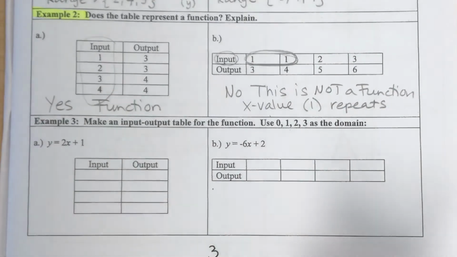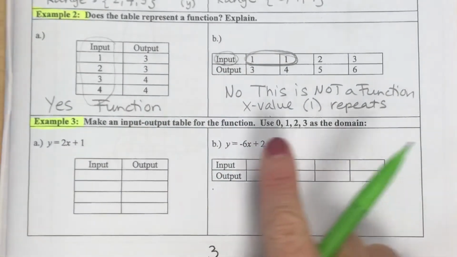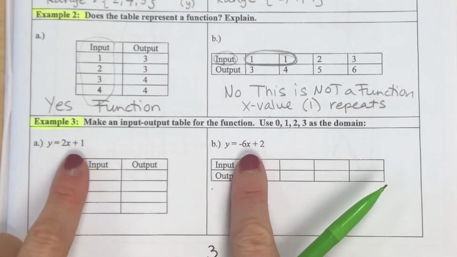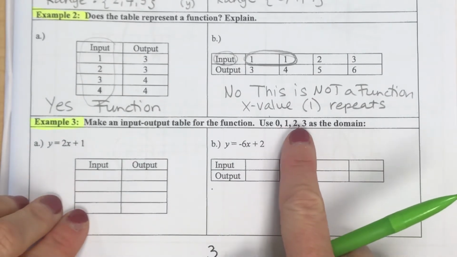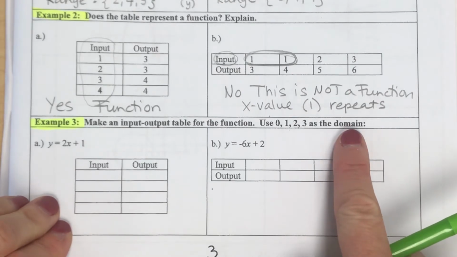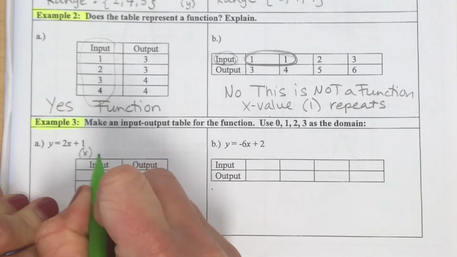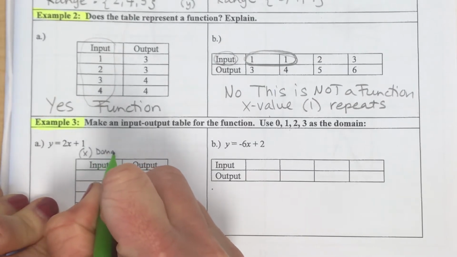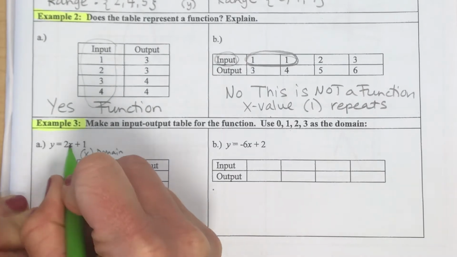Now for example number 3, it says make an input and an output table for these functions. So you already know that they're a function, and our inputs are going to be 0, 1, 2, and 3 for each of our functions. And our inputs, as a reminder, is your domain. So my inputs, which are normally called my x's, this is my domain. I'm going to input 0 and 1 and 2 and 3 into my function.